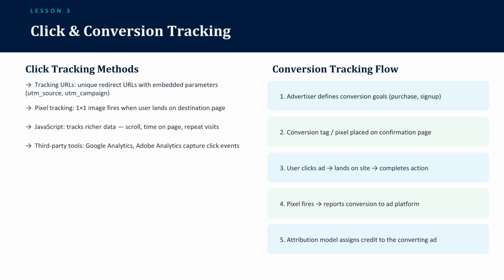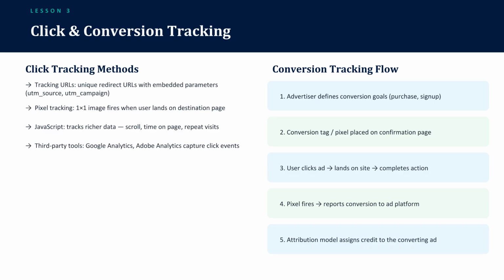Click tracking. When an advertiser wants to measure clicks, they use tracking URLs. Instead of the ad's click destination being the advertiser's website directly, it routes through a tracking URL, a URL on the ad server or analytics platform that logs the click and then redirects the user to the final destination. The whole redirect happens in milliseconds. The user doesn't notice.